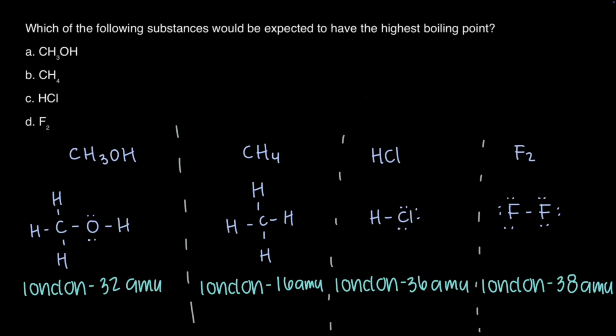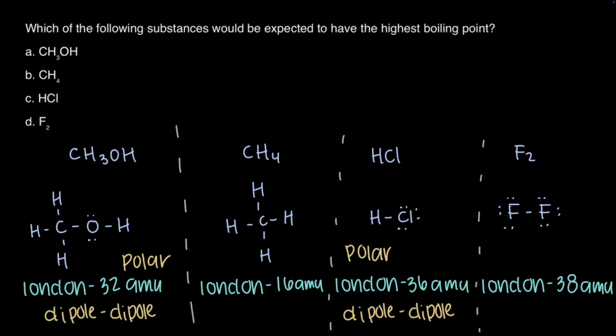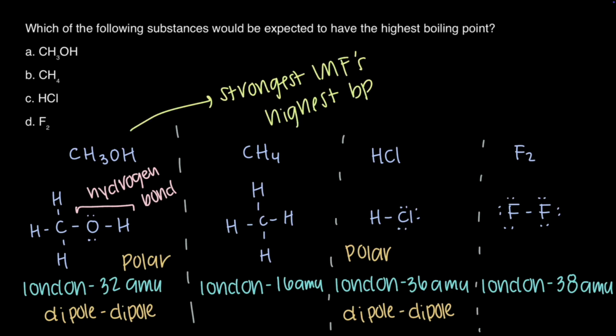CH₃OH and HCl are both polar, so they will have dipole-dipole forces. CH₃OH also has a hydrogen bond due to the OH group. CH₃OH will have the strongest intermolecular forces and the highest boiling point due to hydrogen bonding. Ranking the molecules, CH₃OH will have the highest boiling point, then HCl, F2, and CH4.